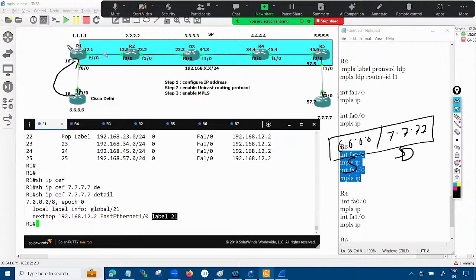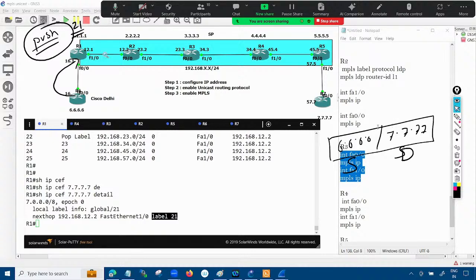So what will it do? It will do the push operation. Push means what? It will insert the label. That's the meaning of push, pushing the label. So it will insert the label 21 on which header? This is the header.